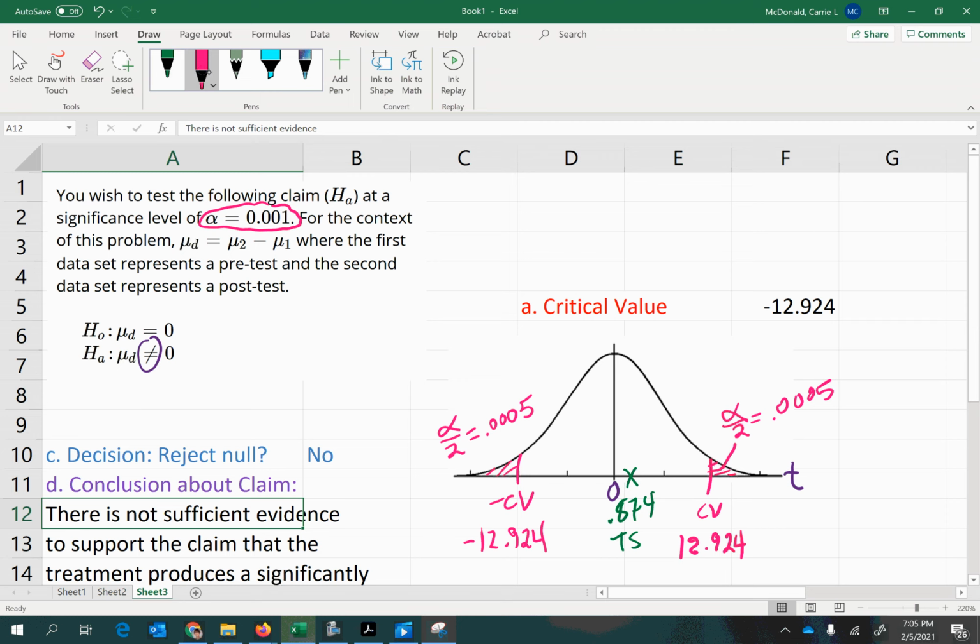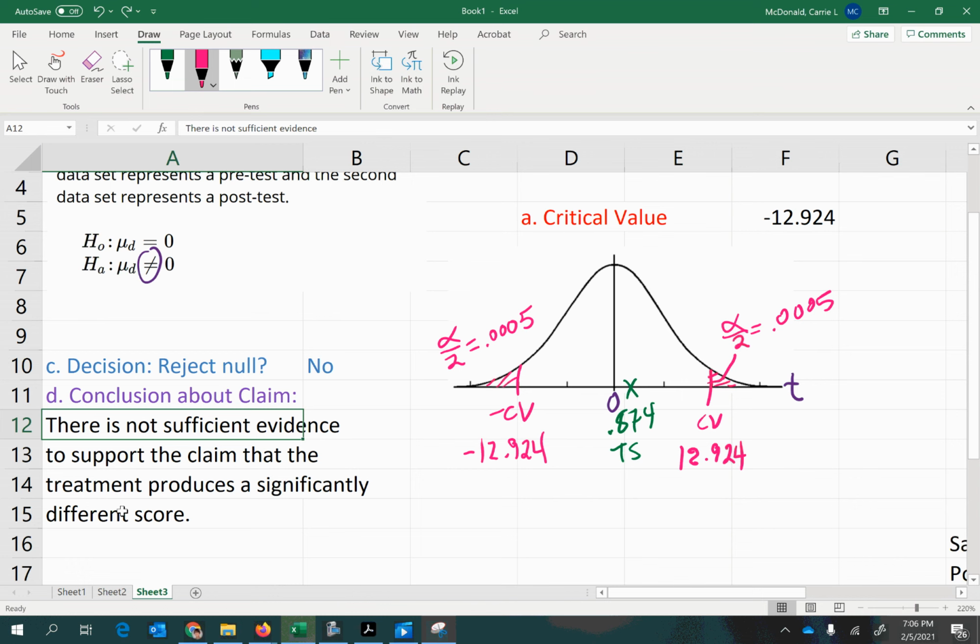Since we could not, what we wanted to do was go, yeah, we can reject this, and therefore we get to support the alternative, right? But we were unable to find sufficient evidence to reject the default assumption. Therefore, we don't have any evidence to support the alternative. And so your conclusion is really focused on the alternative, not the null hypothesis. Can be a little confusing, but that's why you're here, right?